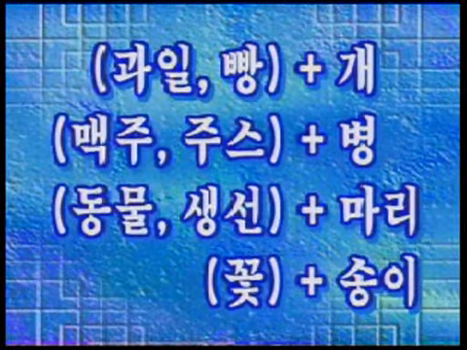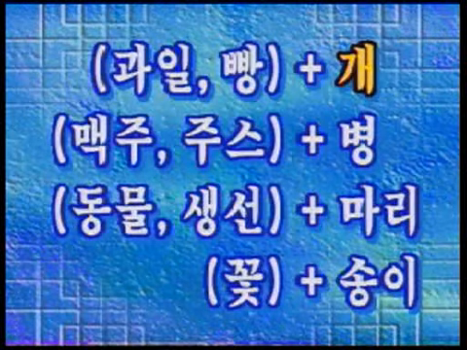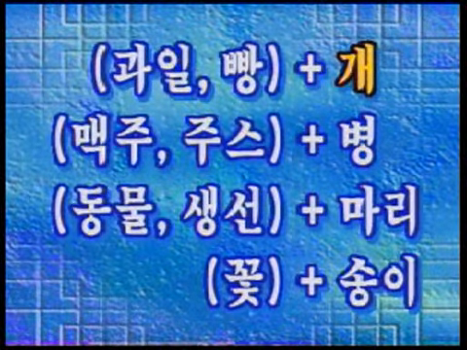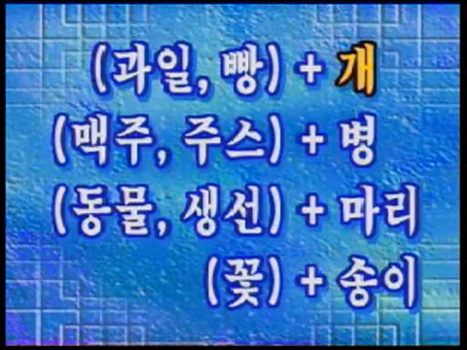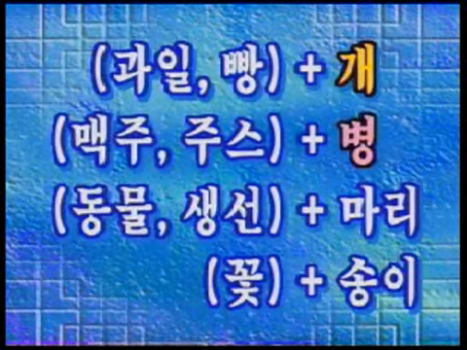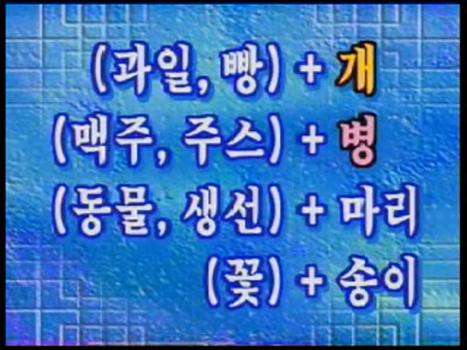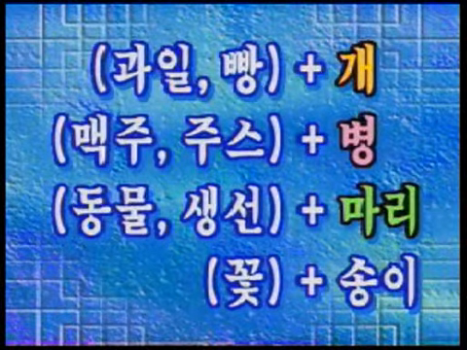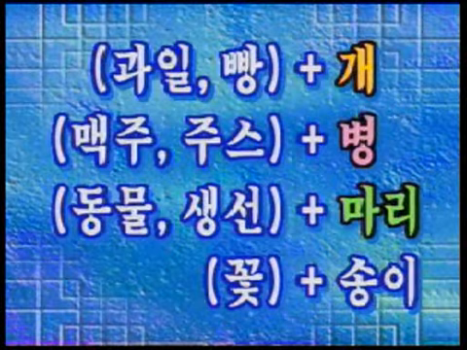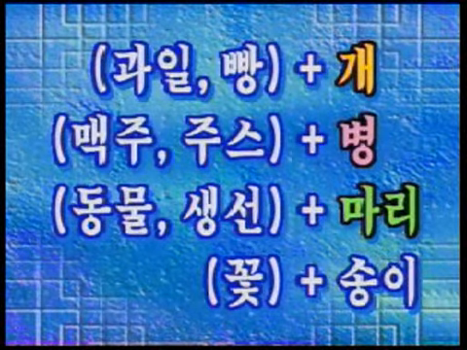If the thing you're counting is either a fruit or some bread, you can use the unit 개. If the thing is in a bottle, such as beer or juice, you can use the word 병 to count them. For living things like mammals and fish, we use the word 마리. And for flowers, we use the word 송이 to count them.